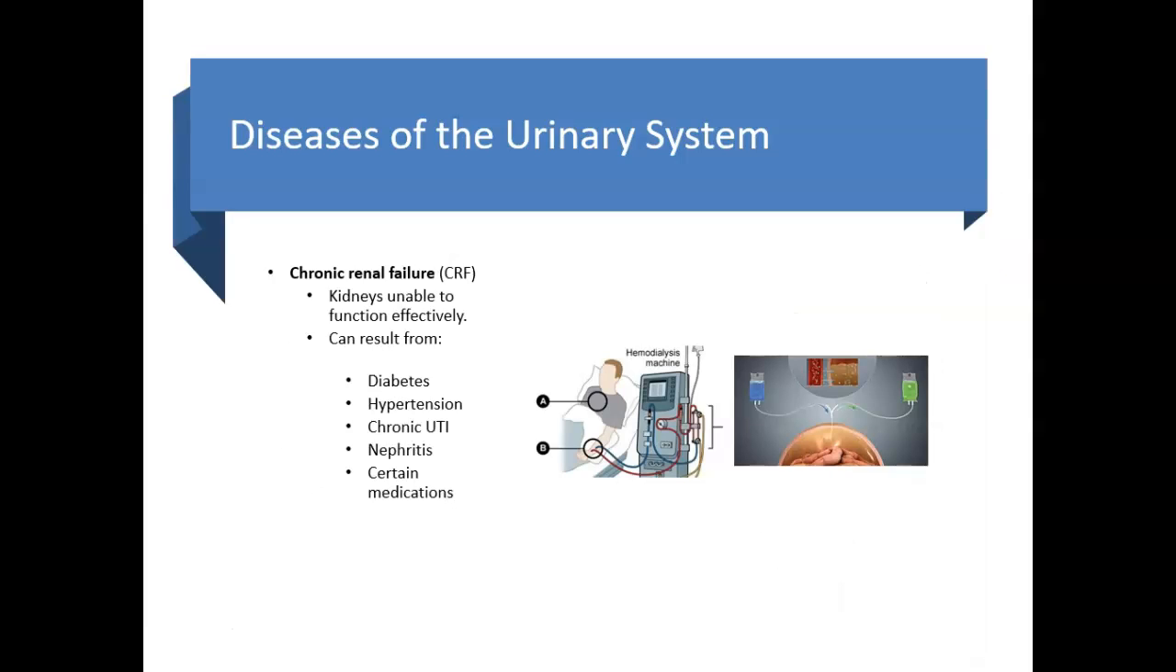Diseases of the urinary system, chronic renal failure. And when this happens, the kidneys are unable to function effectively. It can result from uncontrolled diabetes, uncontrolled hypertension, chronic urinary tract infections, nephritis, which is inflammation of the kidney, and some medicines. One medicine that is really hard on the kidneys is your NSAIDs, like your Aleve and your ibuprofen. If those are taken too often, they are filtered to the kidney, so they can cause kidney damage. So you have to be careful with those.